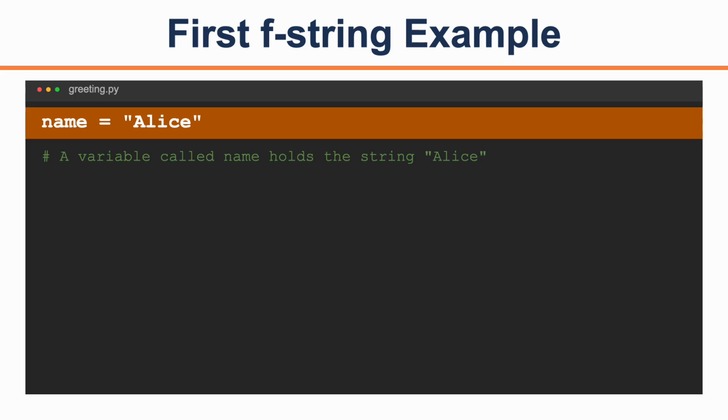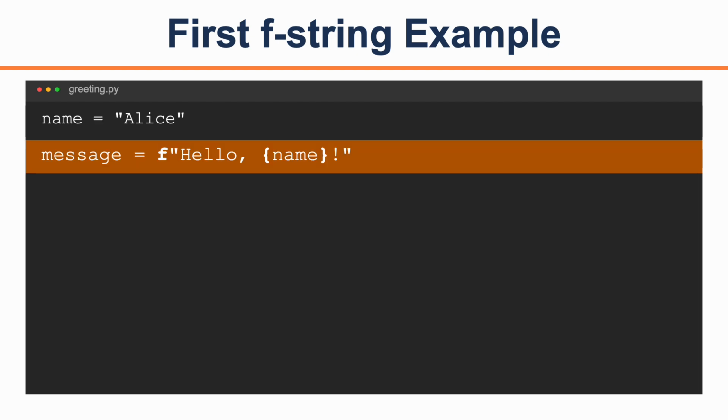Now it is time to see an f-string in action. This first code sequence builds a complete example step by step. The first line creates a variable called name and assigns it the string value Alice. The second line creates the f-string itself. The letter F comes before the opening quote. Inside the string, the variable name sits inside curly braces. Python will replace that placeholder with the actual value when the string is evaluated.